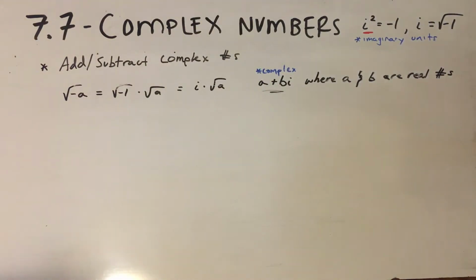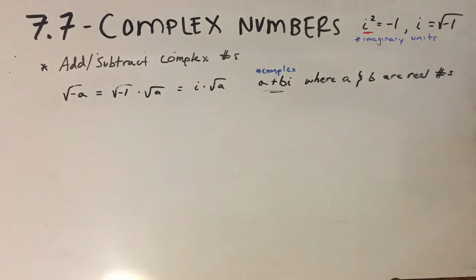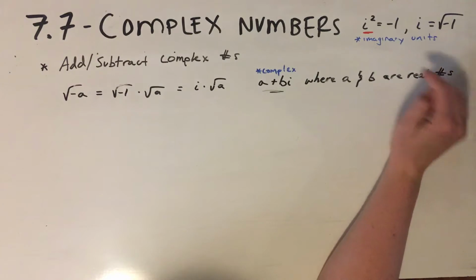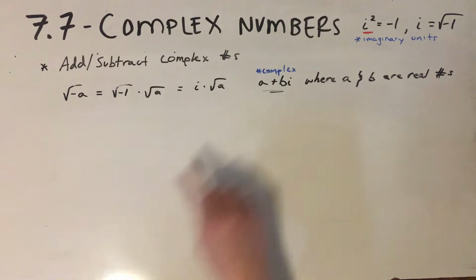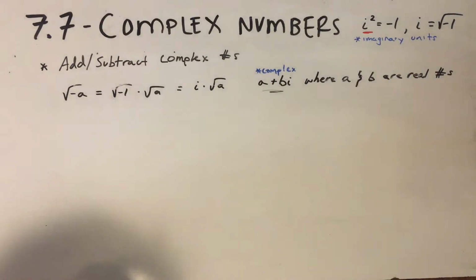We're still in section 7.7, talking about complex numbers. Quick review: imaginary units have the letter i, and the value of i is the square root of -1. The value of i squared is -1. And we're going to be talking about complex numbers. These are numbers that are written in this format, and we want to know how to add or subtract them.